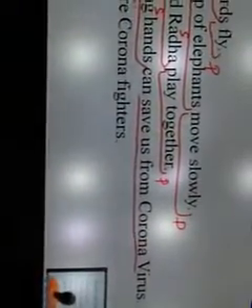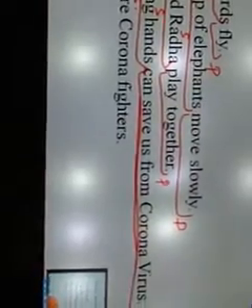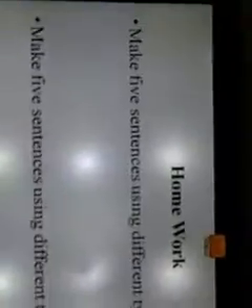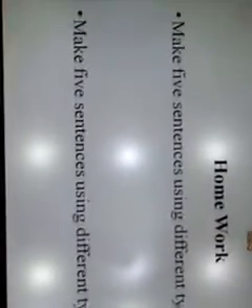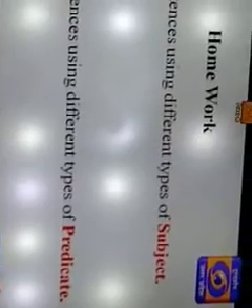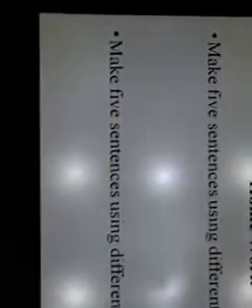Washing hands can save us from coronavirus. Washing hands is the subject part. Predicate part is can save us from coronavirus. Look at your homework. This is your homework for today. Make 5 sentences using different types of subject. Make 5 sentences using different types of predicate. So this was the lesson.